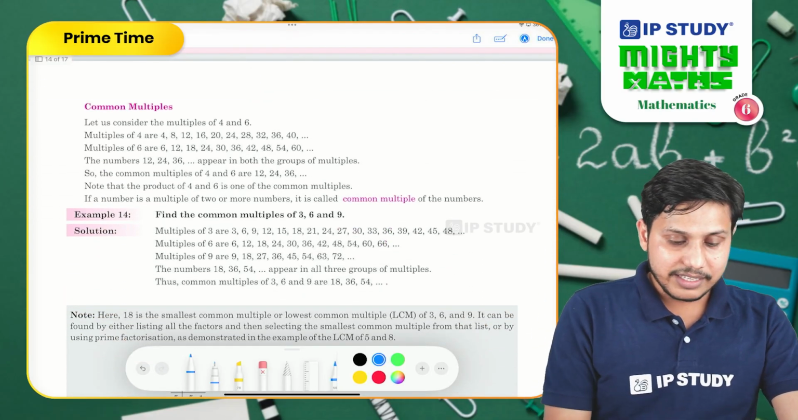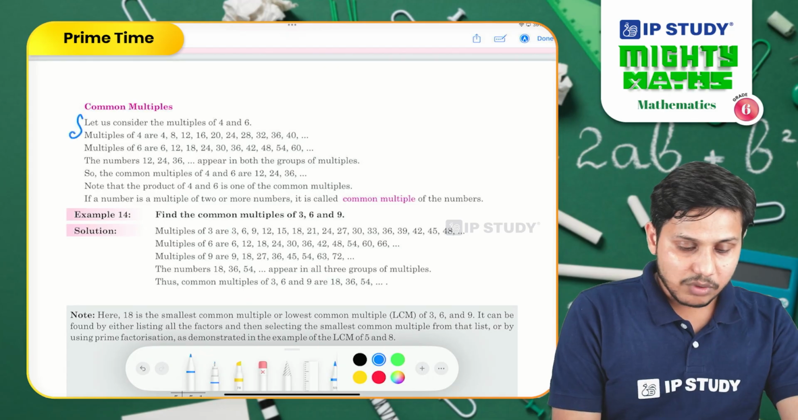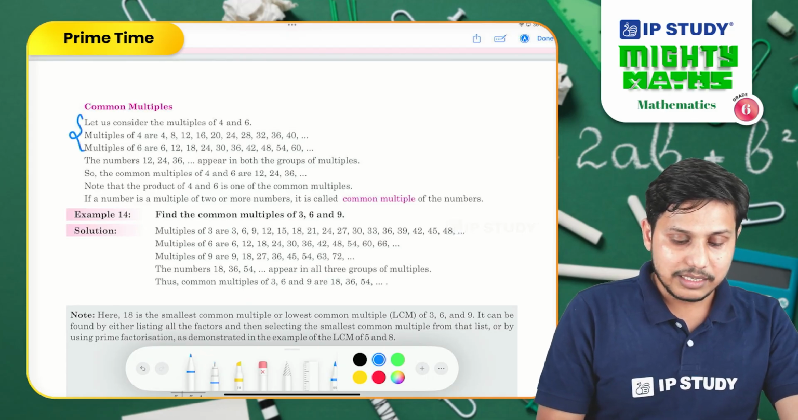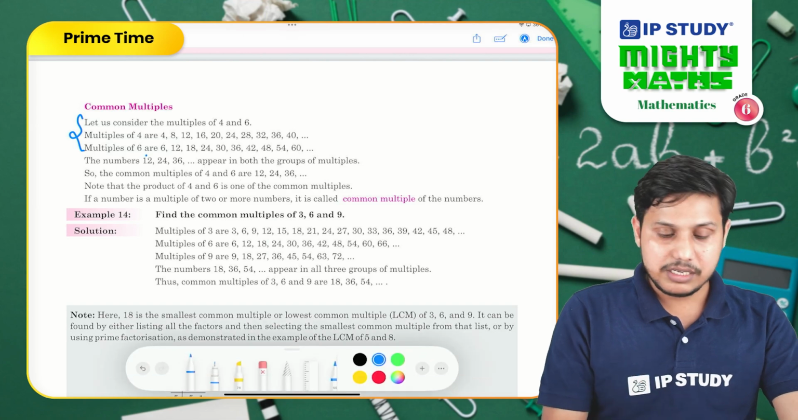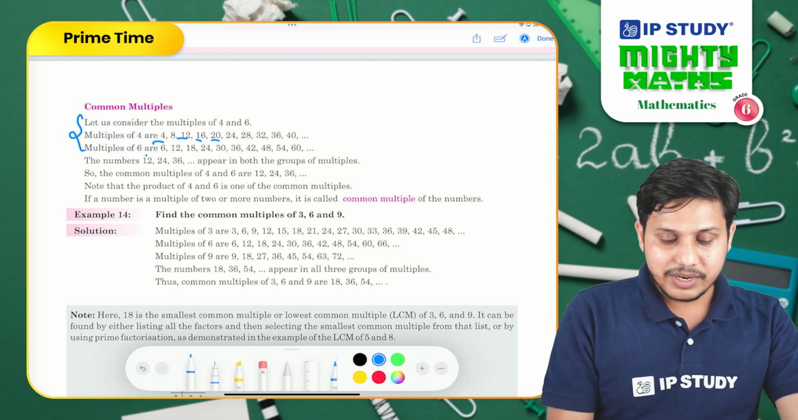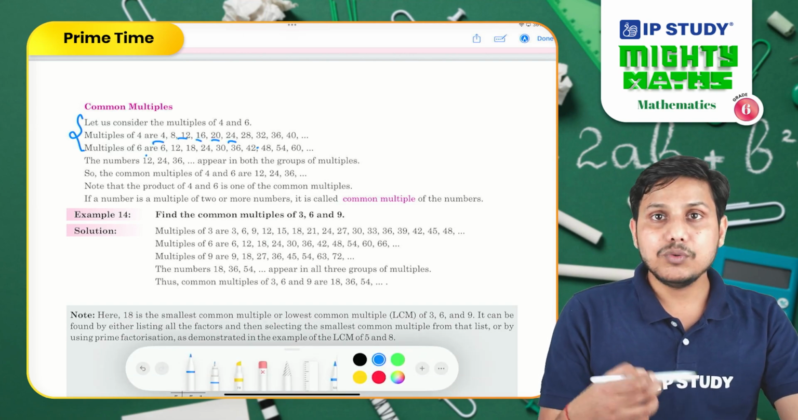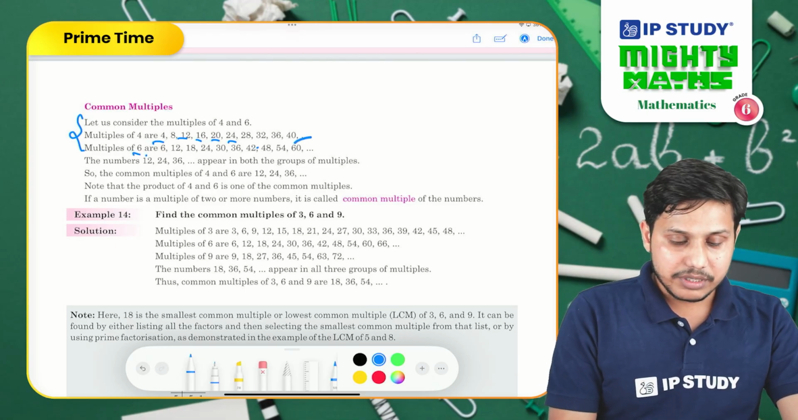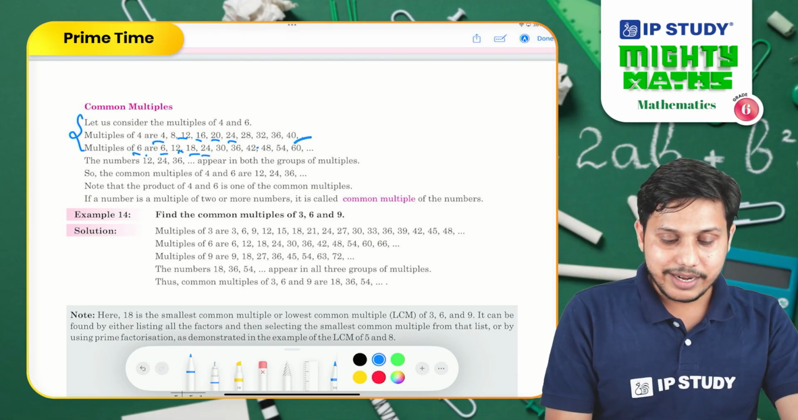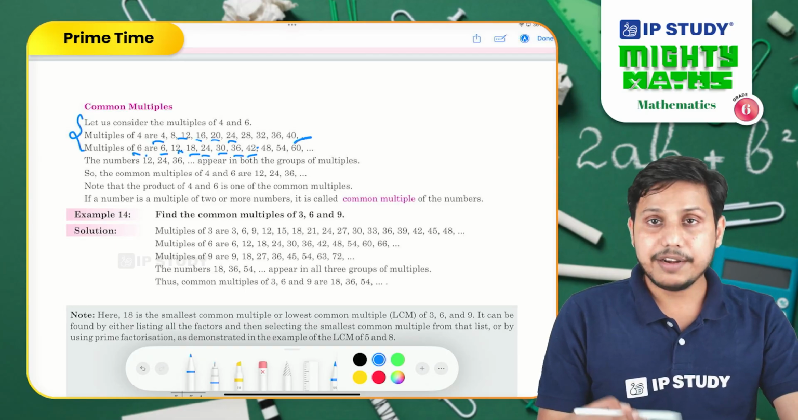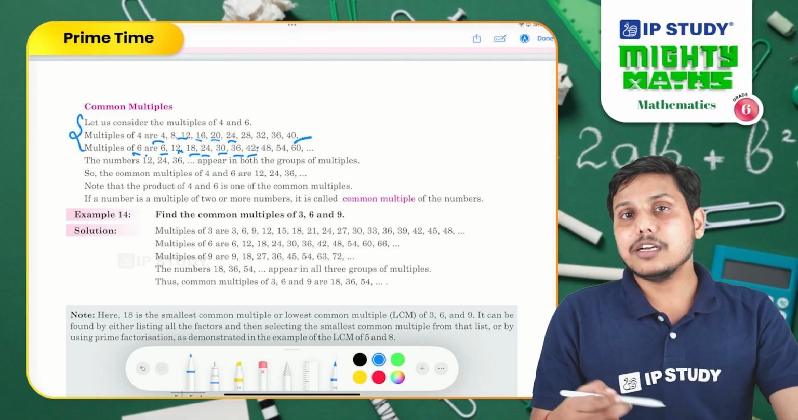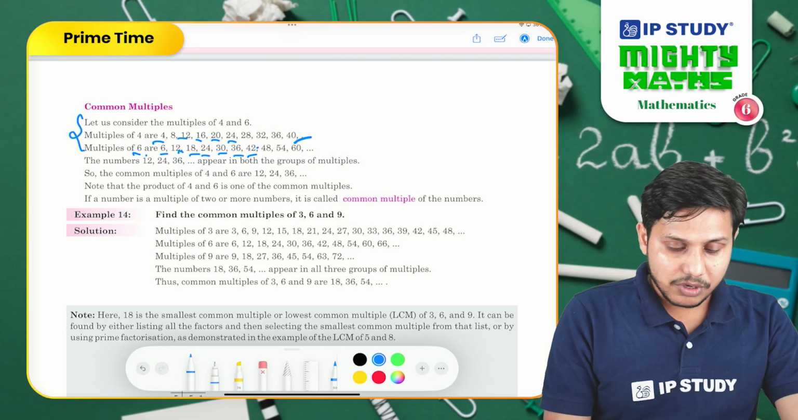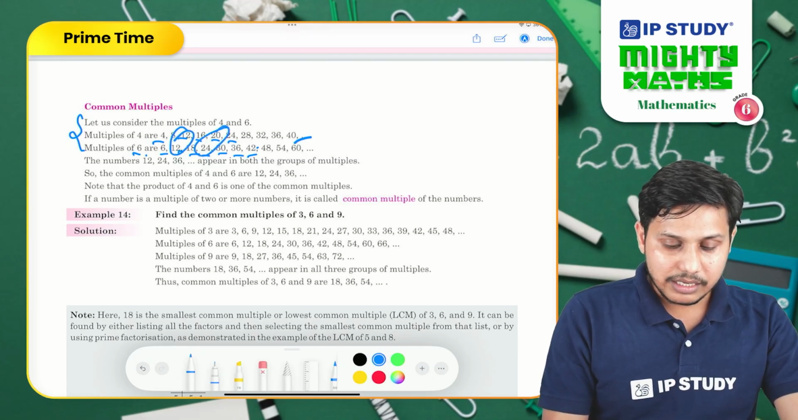So here we have an example. We have to find the common multiples of 4 and 6. So multiples of 4 are 4, 8, 12, 16, 20, 24, 28, 32, 36, 40. For 6 it will be 6, 12, 18, 24, 30, 36, 42, 48, 54, 60 and so on. And here if we see the common multiples, we have 12, 24, then 36.